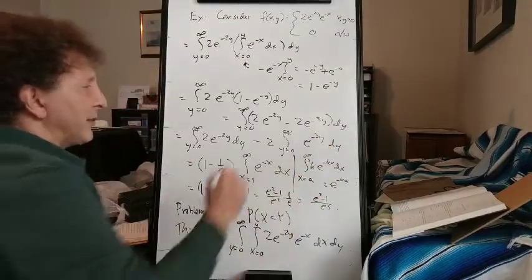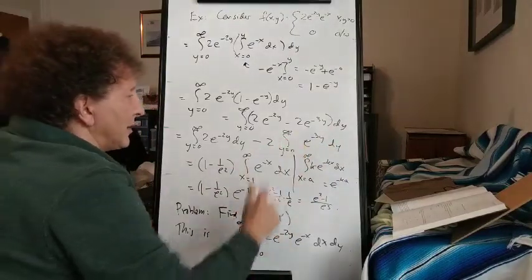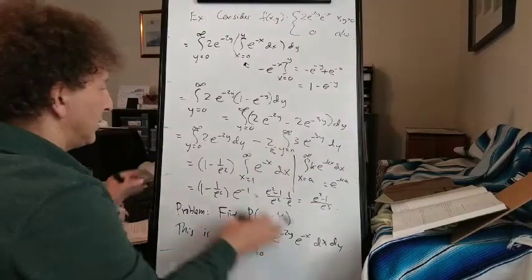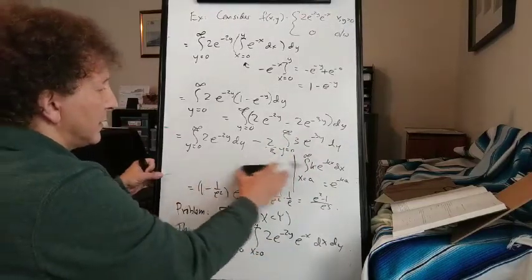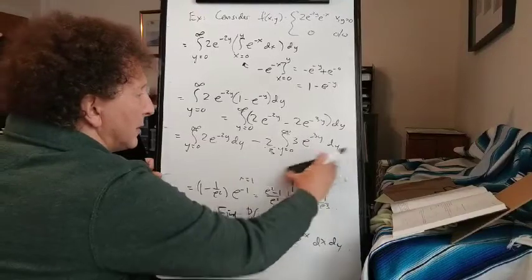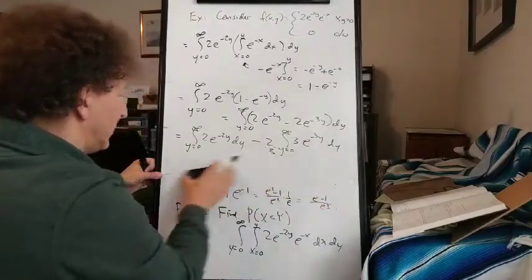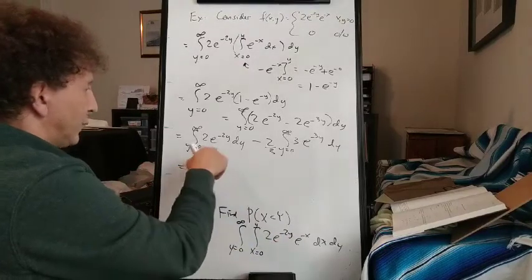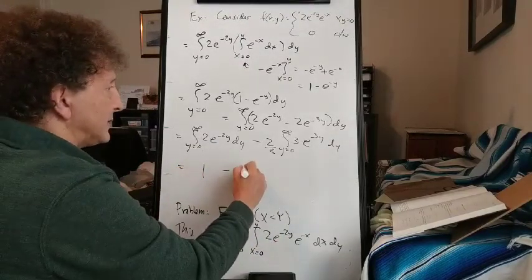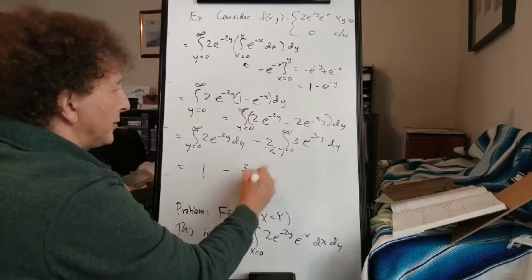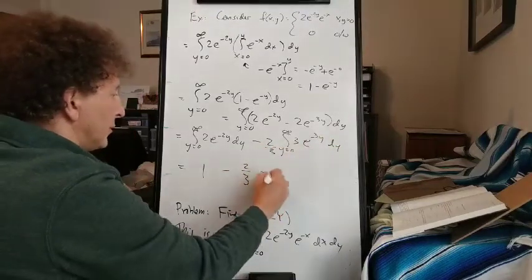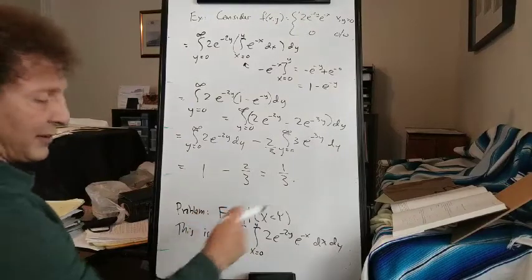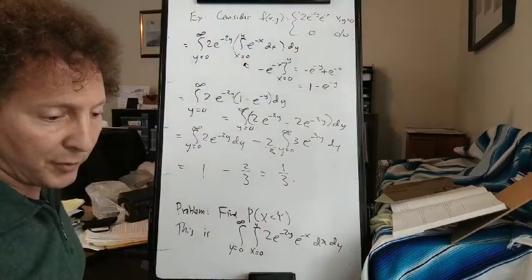Now that would be easy if there were a 3 right here. So let me put a 3 here and divide by 3 on the outside. So we have 1 minus 2/3 times 1, which is 1 minus 2/3, which is 1/3. So the probability that x is less than y is just 1/3.